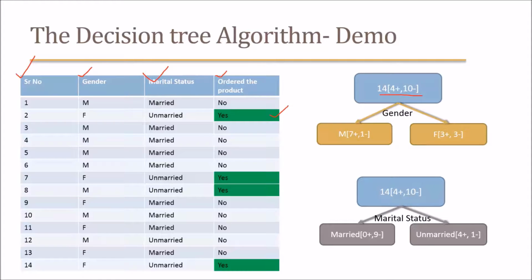Now there is a variable called gender, which is male and female. Out of gender, male: 7 people ordered, 1 did not order. Female: 3 ordered, 3 did not order. Similarly, there is marital status. So which attribute to consider? First, shall I split the whole population by gender, or by marital status, is the question. So we calculate the information gain for gender and the information gain for marital status. The one with the higher information gain should be given the first preference for the split.